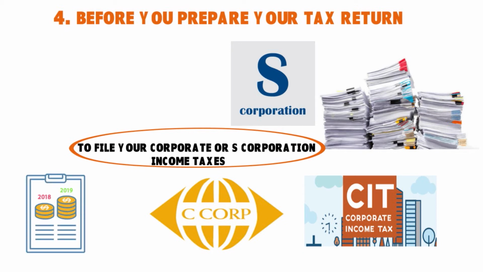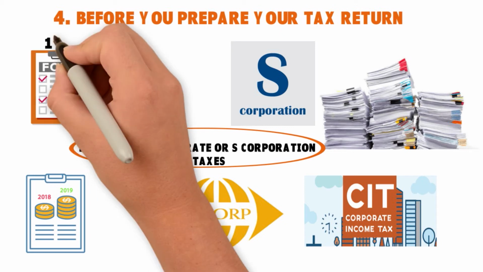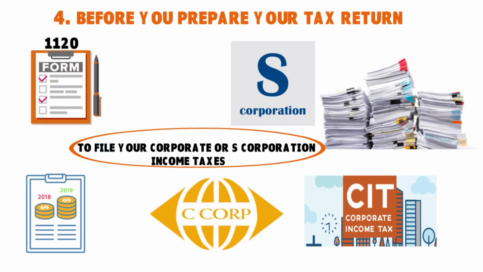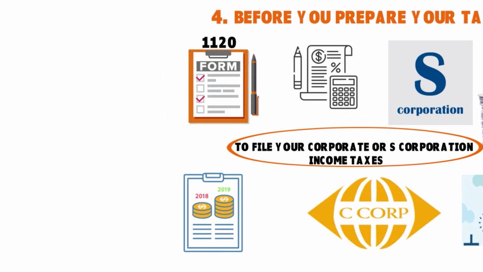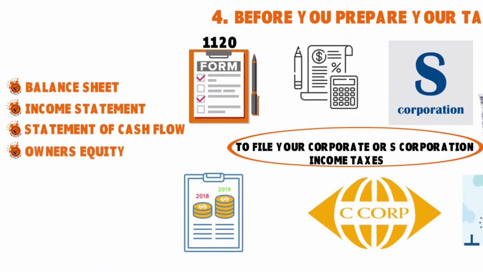Now, when it comes to the Form 1120, you've got to have 1120C or 1120S. You've got to have the financial statements of your business. By financial statements, I'm talking about the four fundamental financial documents: balance sheet, income statement, statement of cash flow, and owner's equity.